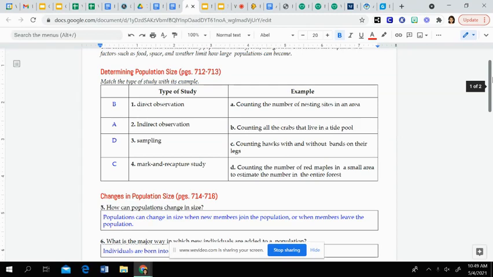There are 4 types of studying population size: direct observation, which is B, indirect observation is A, sampling is B, and then mark and recapture is C.